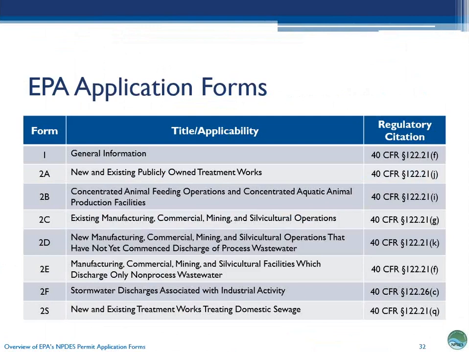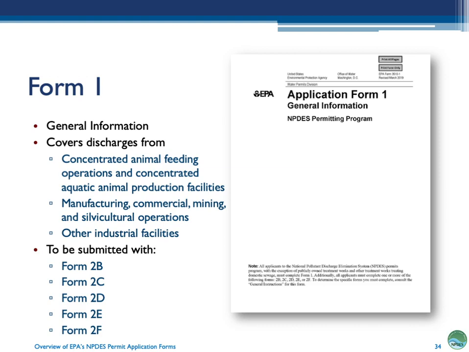Now we'll walk through each of the individual application forms in more detail. For each form, we'll discuss the types of dischargers that must complete the form, whether any other forms are required in conjunction with the form, major information requirements, and updates to the form resulting from the NPDES application and program updates rule. All right, so we'll start with Form 1.